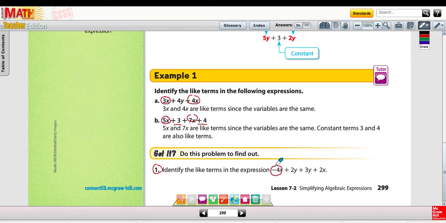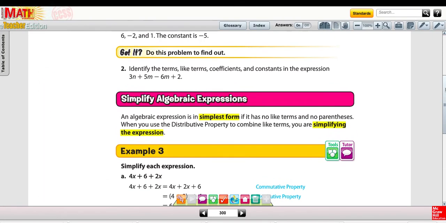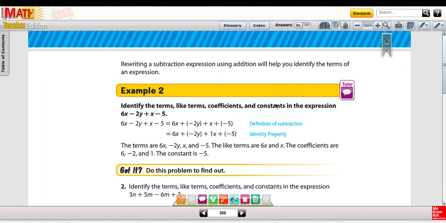The answer is negative 4x and 2x, and then 2y and 3y. Pretty straightforward there on identifying like terms. On page 300, we have example 2 at the top of the page. In example 2, it says to identify the terms, the like terms, the coefficients, and the constants.